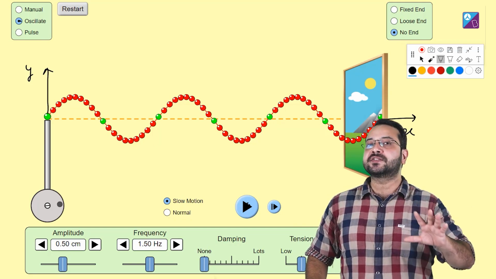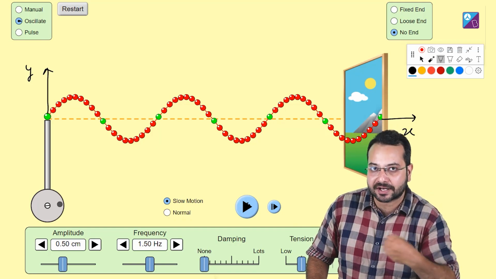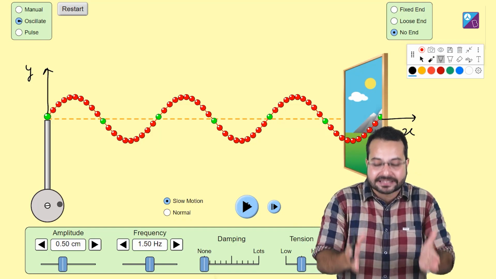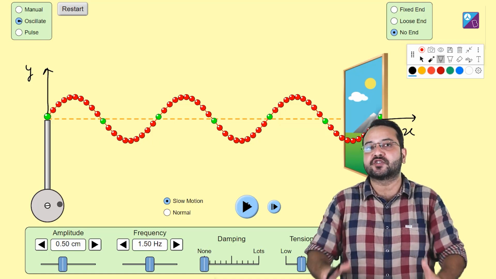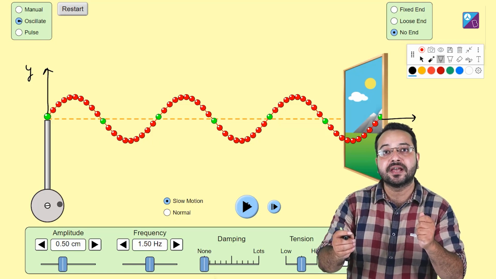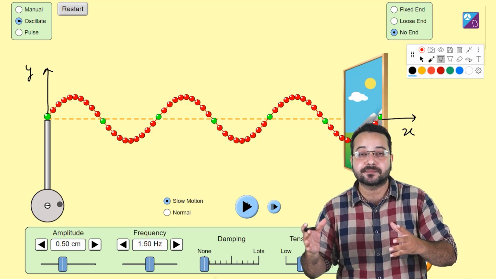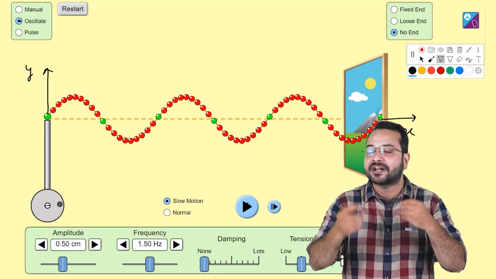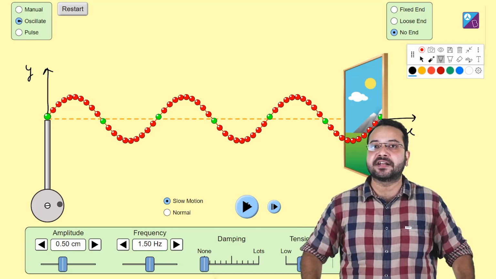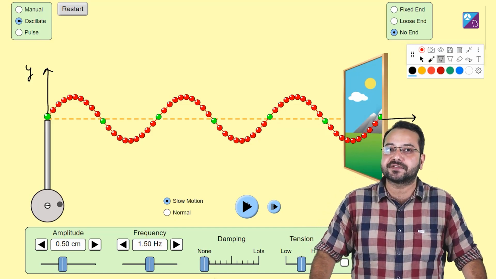So now you have understood how this property, the displacement in the y direction, varies periodically with space and time, and this is what a wave on a string is. Now in sound waves, the property that changes is the pressure. In electromagnetic waves, or in light, the property that changes periodically with space and time is the electric and magnetic field. So now you have a good understanding of what waves are.